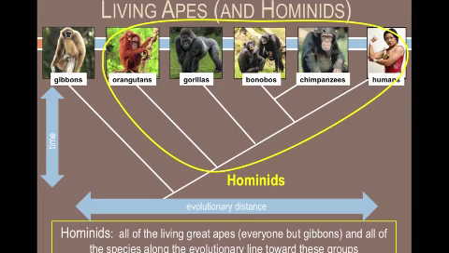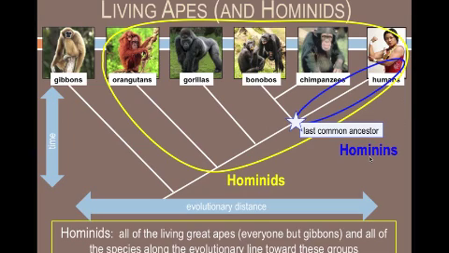Okay, so we've got our hominids, and take note that's spelled with an IDS. That's important because there's another word that's very similar to that that's also going to be useful for us. And that is the word hominin. Hominins are everything that's more similar to us than to the rest of the great apes. So this line right here, circled in blue, these are the hominins with an INS.